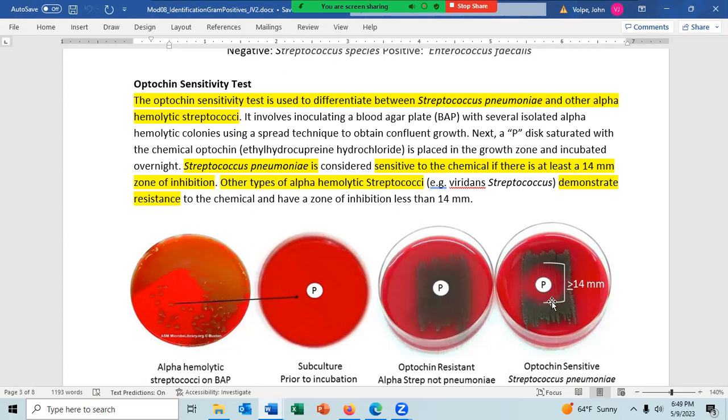If the bacteria, on the other hand, is resistant to Optogen, and that means that there's no zone of inhibition, or the zone of inhibition is less than 14 millimeters, then we say it is Optogen resistant, and it is not Streptococcus pneumoniae. It is another species of Streptococcus, which is alpha hemolytic. Any questions about that?